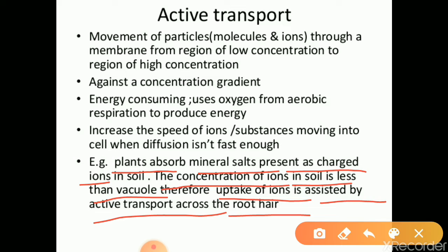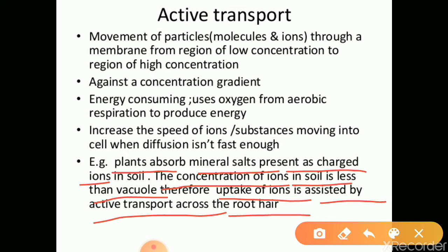Okay, now already we know that the concentration of charged ions is very less where? In the soil, compared to the vacuole of plant cells. Okay, then in this case these ions need to move where? Inside the plant cells. Okay, from where to where are they moving? From lower concentration to higher concentration they need to move. For this movement what is required? Energy is required. Okay, then only what can reach? These charged ions can reach inside the plant cells.